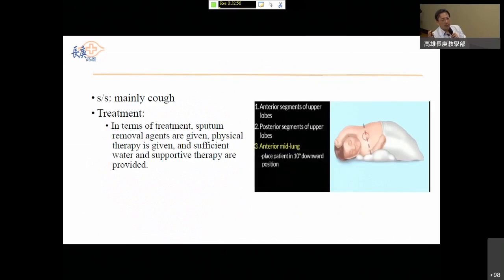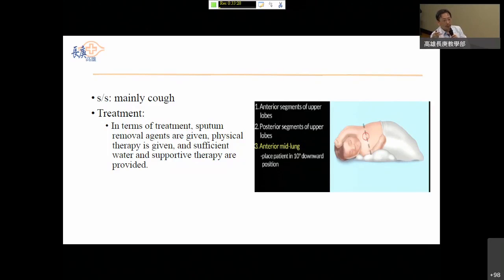As everybody knows, when a child has bronchitis, the bronchus might produce a lot of sputum. And if the sputum is not removed, it will cause further deterioration of bronchitis, and it may even induce pneumonia. So a child is not like an adult. They cannot spit their sputum out.